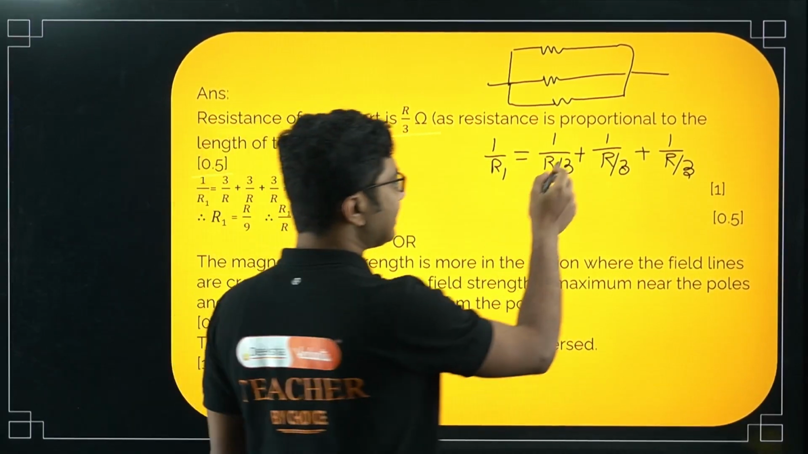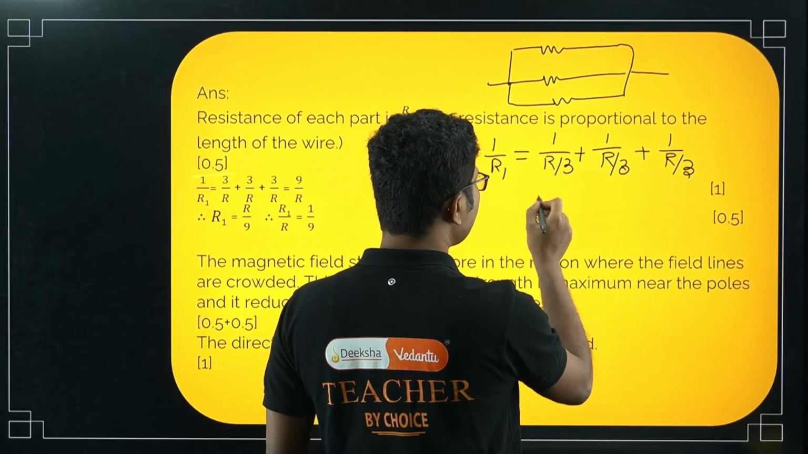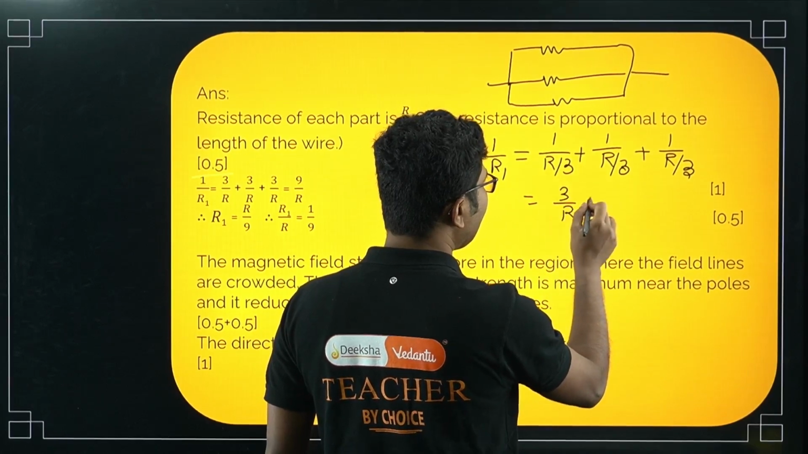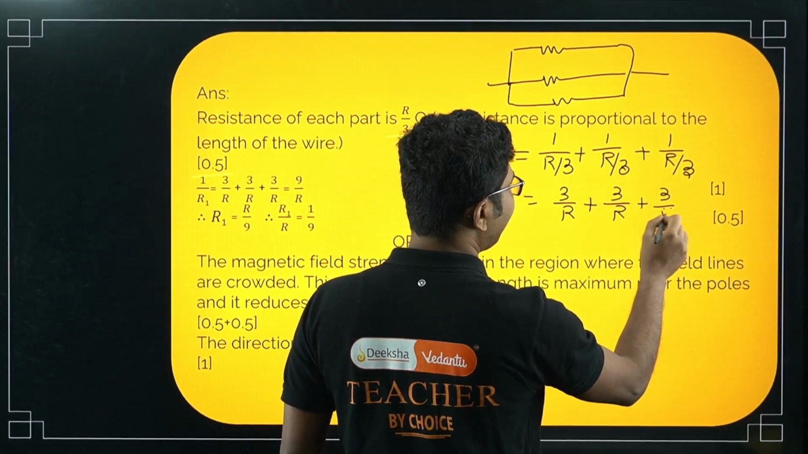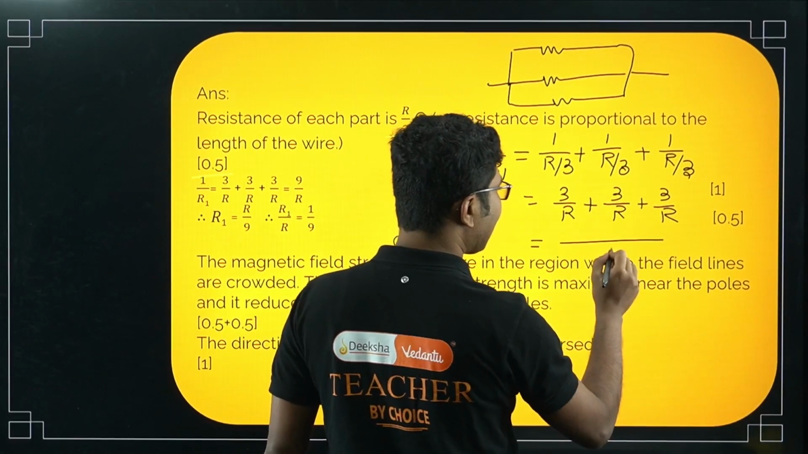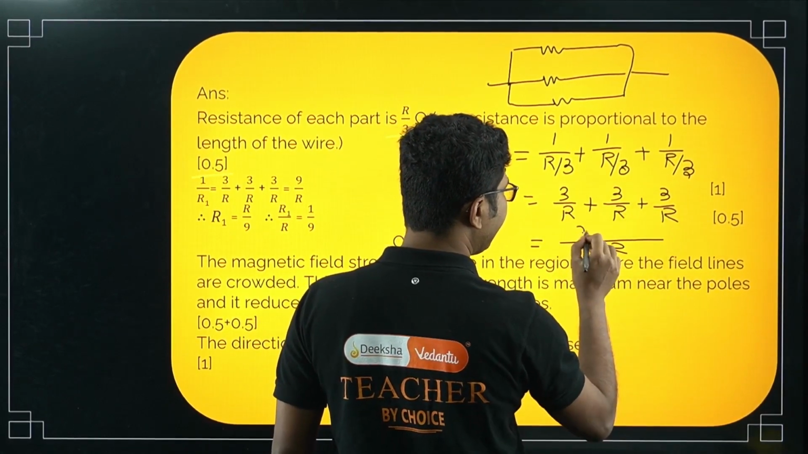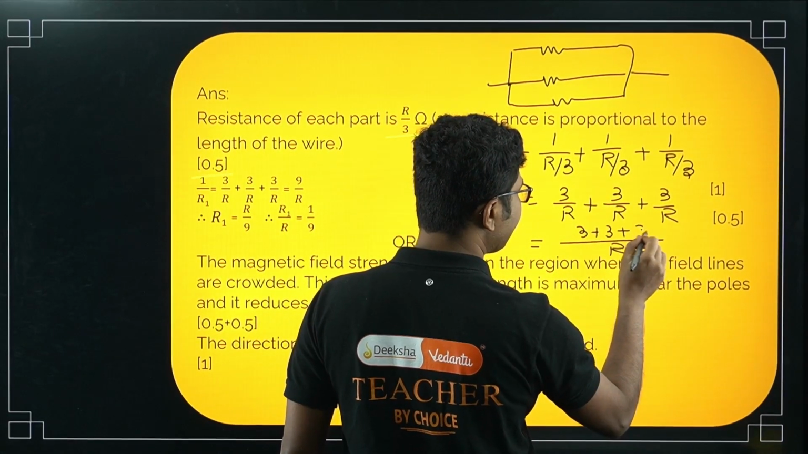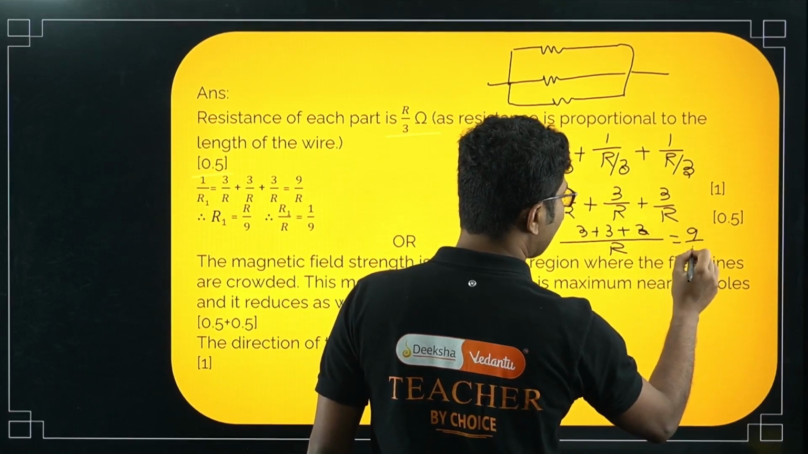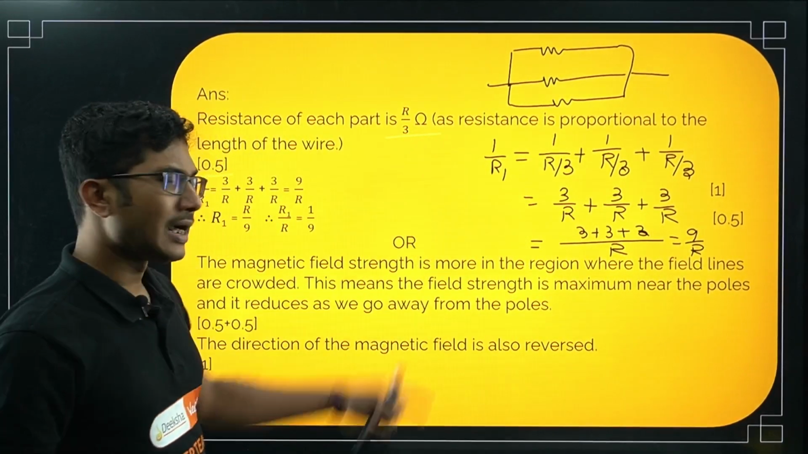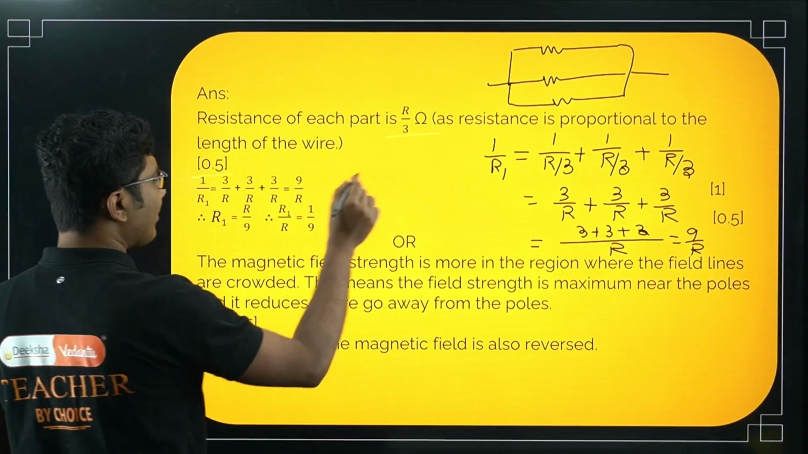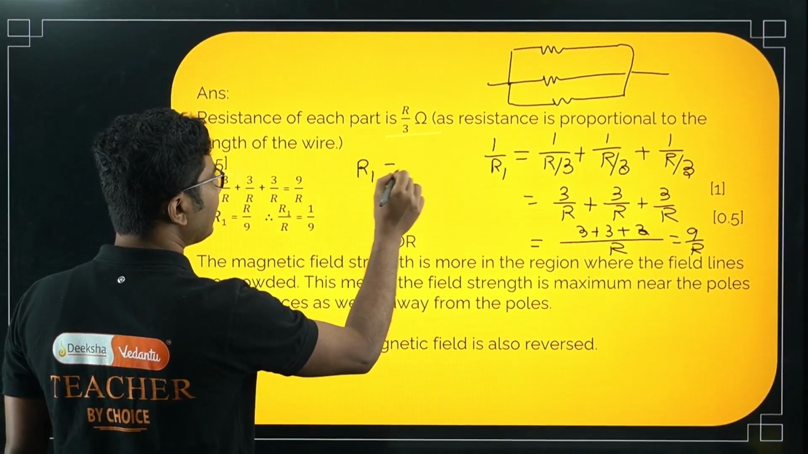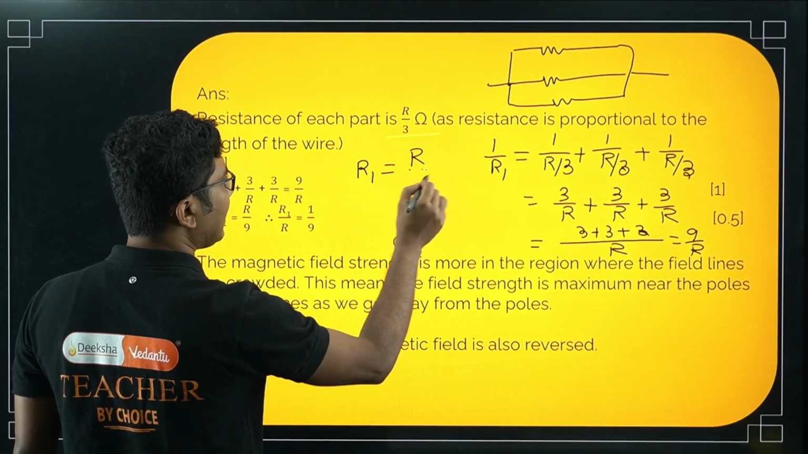Why? Because this is in division, so this 3 will go up. So you can write this as 3 by R plus 3 by R plus 3 by R. So the LCM is R, and 3 plus 3 plus 3 is equals to 9 by R. Now 9 by R is 1 by R1. So what is R1? R1 will be equals to R by 9.